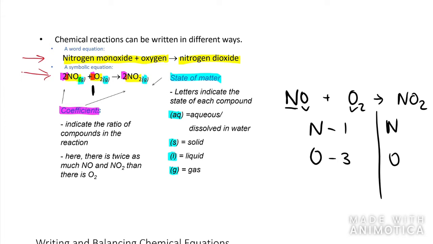Now we look on this side, 1, and we have 2 oxygens. Well, we want these to be equal. We have 1 nitrogen, that's fine, but we have 3 oxygens and 2 oxygens. That doesn't work. And even if we started multiplying this by 2, it still wouldn't work because this number is the bigger one. So what we need to do is take this number and times it by 2.